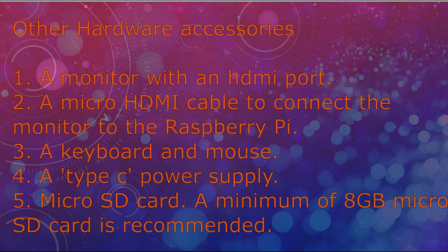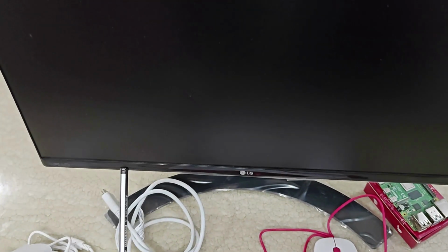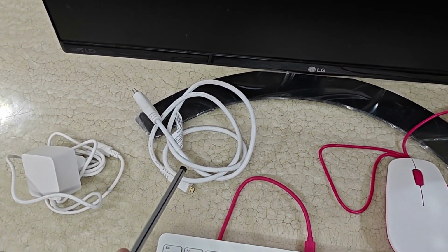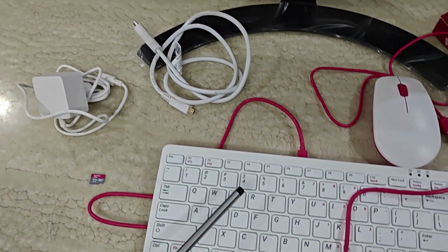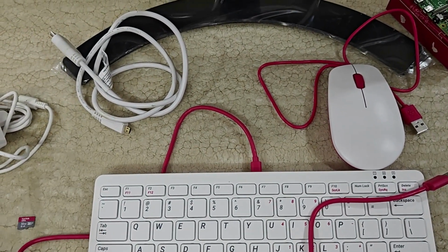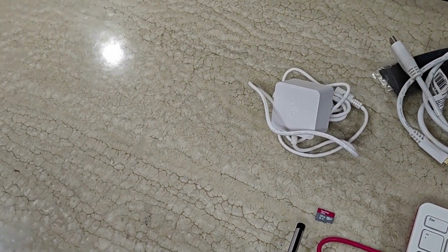Let's see the other hardware accessories that are required. A monitor with an HDMI port, a micro HDMI cable to connect the monitor to the Raspberry Pi, a keyboard, a mouse, a Type-C power supply, and a micro SD card. A minimum of 8GB micro SD card is recommended.